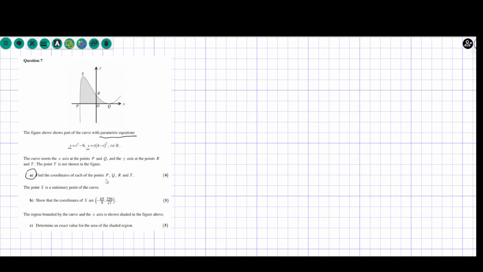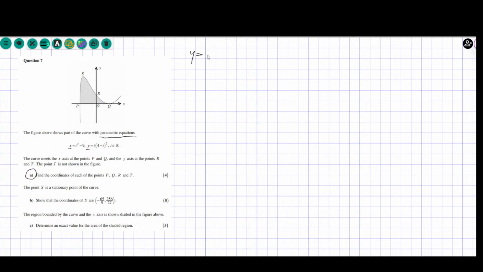Let's look at finding one of them, right? So we want to find the coordinates p, q, r, and t. And I suppose a good place to start would be p and q. I used to work at B and Q, so saying p and q is a bit strange to me.